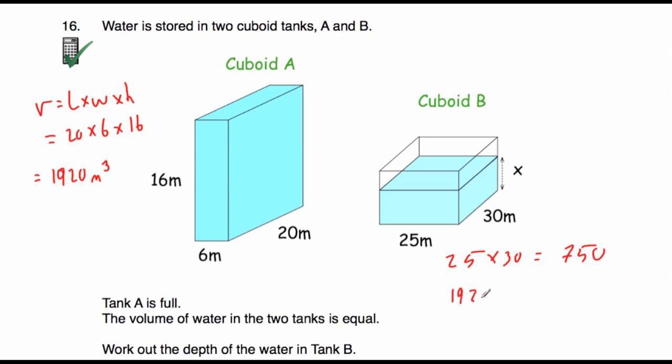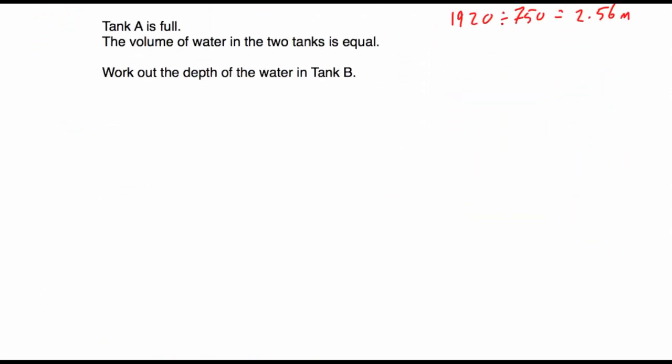So if we take our 1,920 and divide it by 750, we can work out this value for x, the depth of water. So that would be 2.56 meters. So the depth of water in tank B is 2.56 meters. And that's it. So the question says, work out the depth of water in tank B, 2.56 meters, or 256 centimeters.